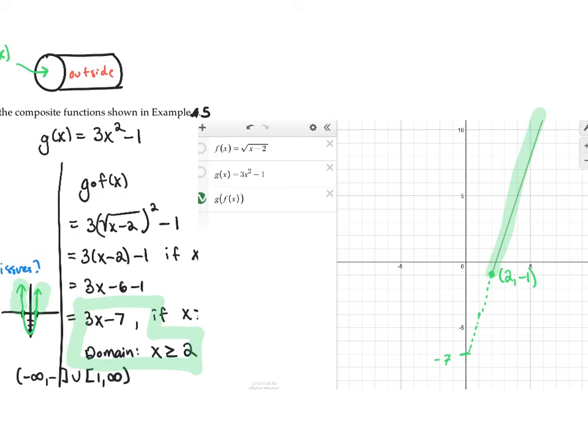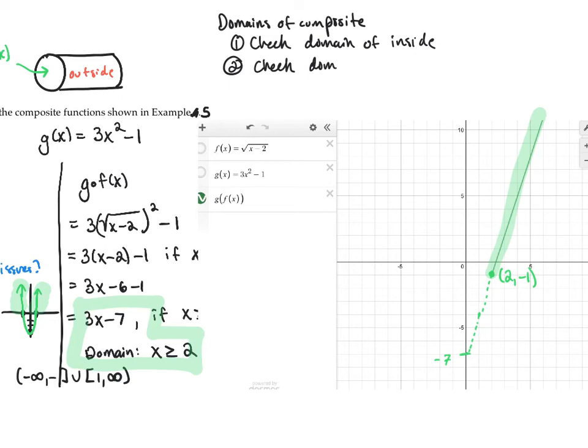So the main thing that you should be getting out of domains of composite functions is first you're going to check the domain of the inside function, and then you're going to check the domain of the simplified composition. And then you're going to take the intersection of those 2 answers. So you're going to combine those 2 answers together. And I'll show you an example of this on the next slide.